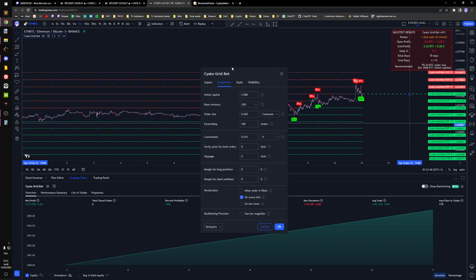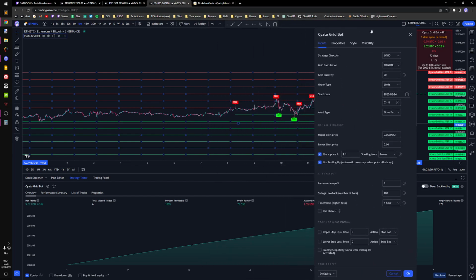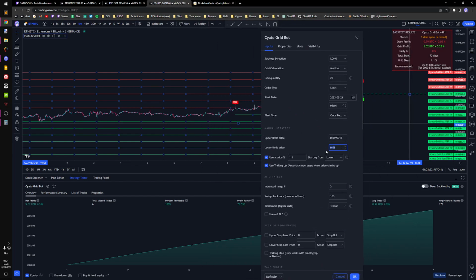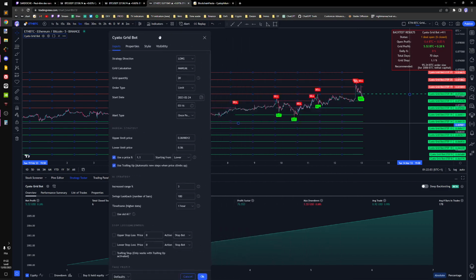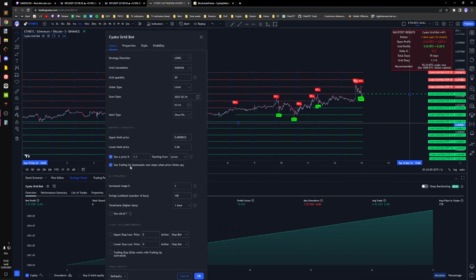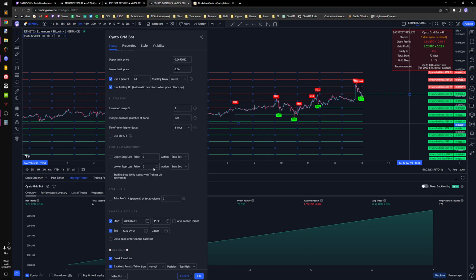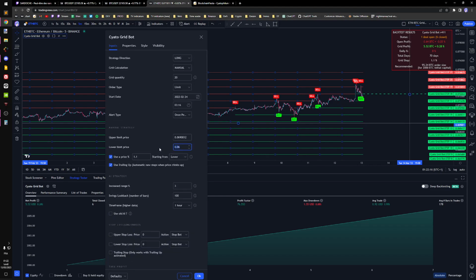For the settings, I'm using a manual strategy with a lower price of 0.06. And I'm using a price percentage spacing between the steps of 1.1%, and with the trading up option enabled. So yeah, it will create new steps when price climbs up. That's basically all for these settings. So just these three, really simple. And yeah, let's jump into the results.